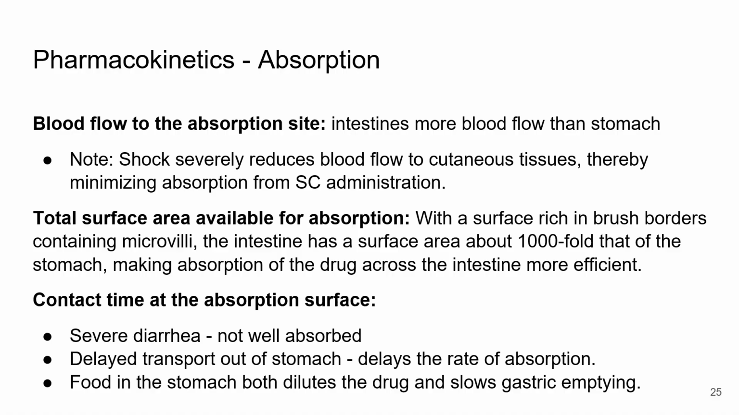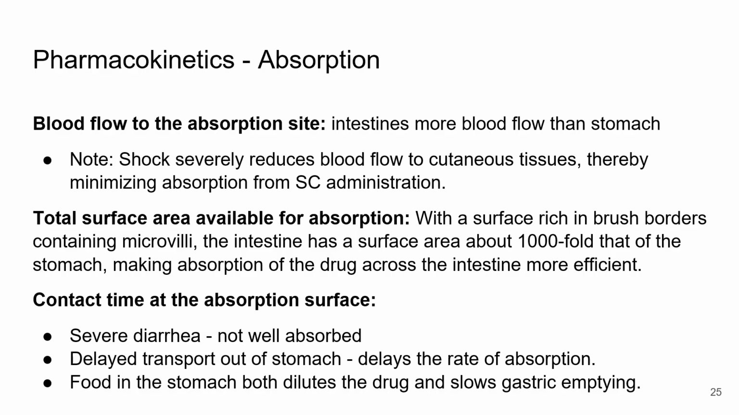So continuing with some additional factors that influence drug absorption beyond pH and ionization. First would be the blood flow to the absorption site. For example, intestines have a much greater blood flow than the stomach, which is one reason why most drugs are absorbed more efficiently in the small intestine. Increased blood flow, of course, helps carry the drug away from the absorption site, and that maintains a significant concentration gradient. Clinically, this becomes important in situations like shock.